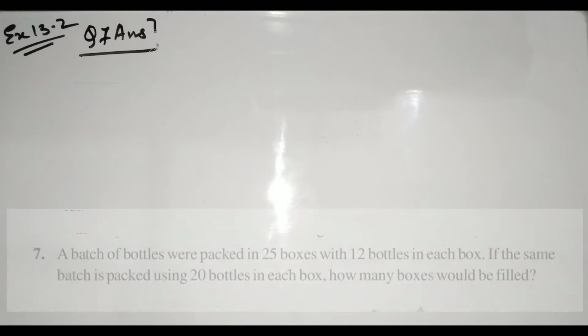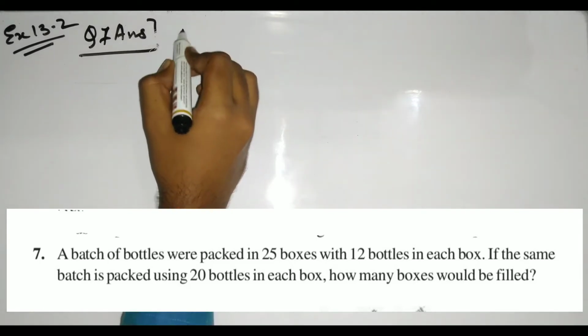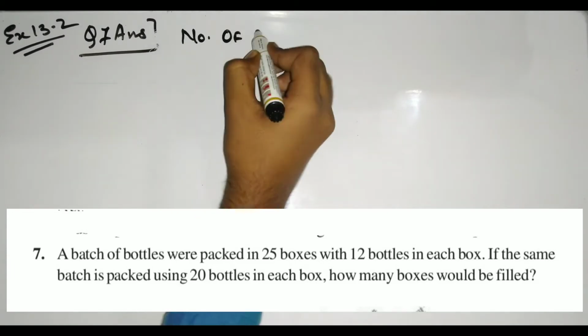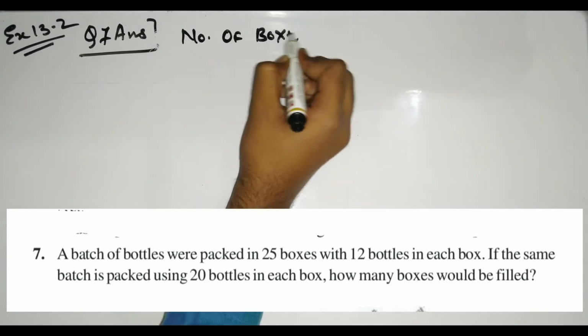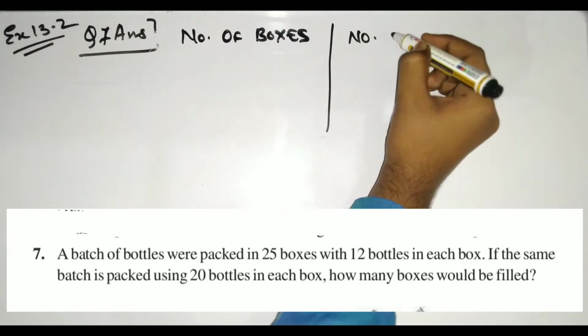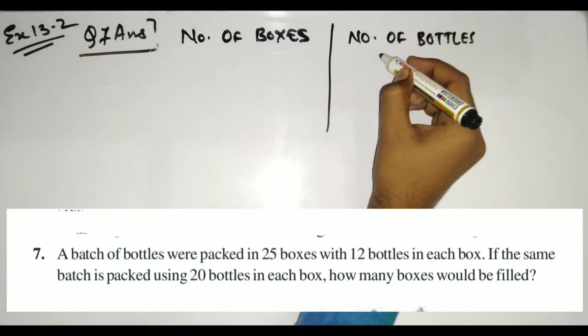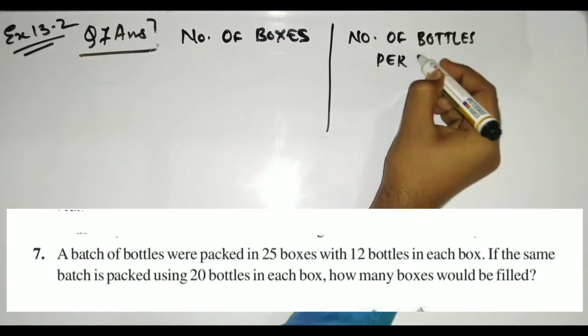So the seventh question. It is given a batch of bottles was packed in 25 boxes with 12 bottles in each box. If the same batch is packed using 20 bottles in each box, how many boxes would be filled? So again, inverse proportion. The number of boxes and the number of bottles per box.